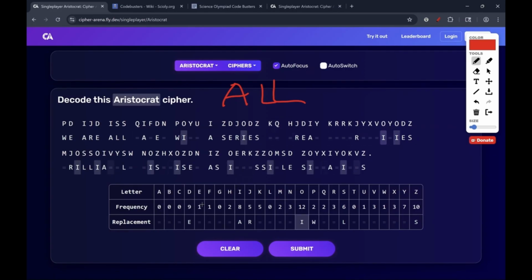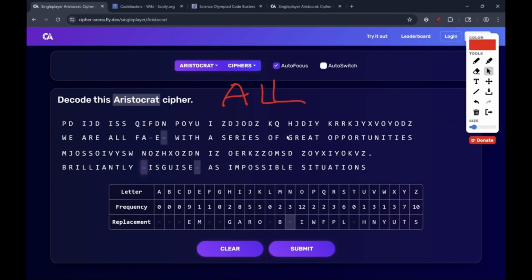And now we're kind of at the point where you can guess really long words too. Like I see "impossible" here. That word's impossible. Now over here, you see the word "brilliantly." And everything just kind of falls into place. So we got opportunities, situations. I see with here, series of great, brilliantly disguised, faced. So we are all faced with a series of great opportunities, brilliantly disguised as impossible situations.